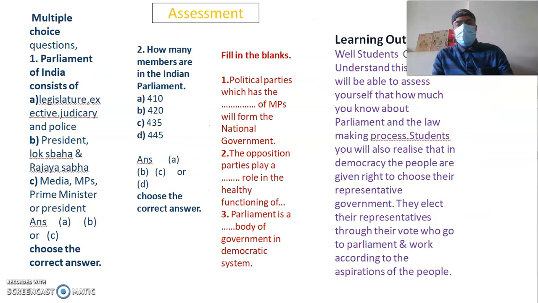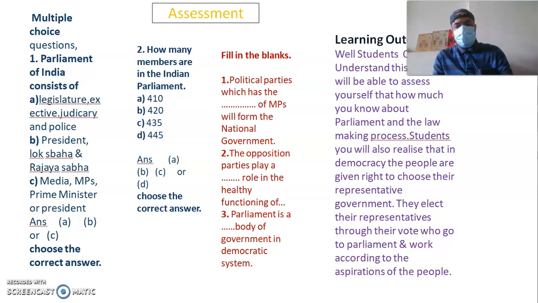Now, there is an assessment section. There are two types of questions: multiple choice questions and fill in the blanks. Then there is the learning outcome. Multiple choice questions: number one, Parliament of India consists of: A, legislative, executive, judiciary, and police. B, President, Lok Sabha, and Rajya Sabha. C, media, MPs, Prime Minister, or President. You have to choose from A, B, or C.